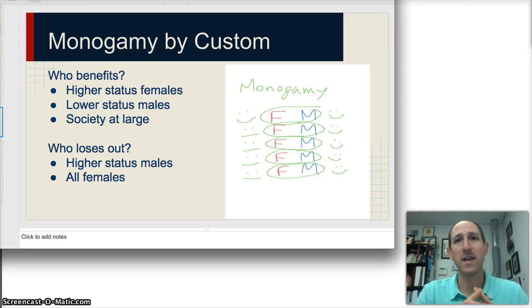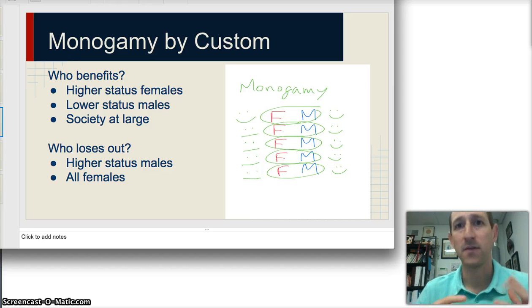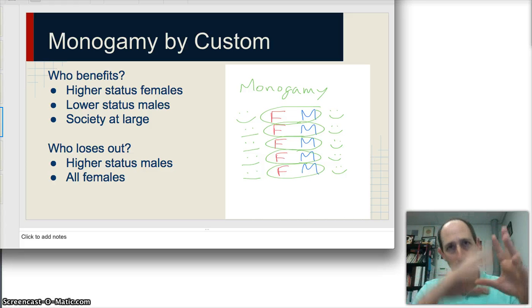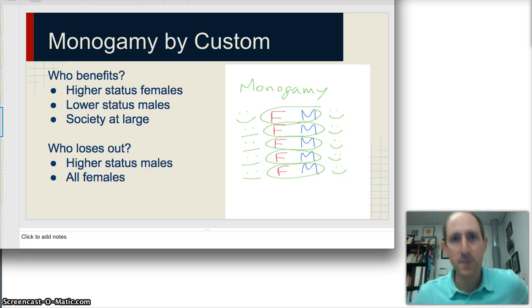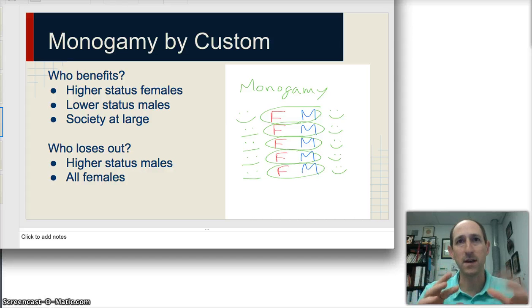So what we often end up with in most societies is monogamy by custom. That is, it's socially imposed through religion or law. And here we have the females, again, these might represent thousands of people, matching up with males of equal status if they can get them. Some people might move up a little bit, but in this situation, who benefits?